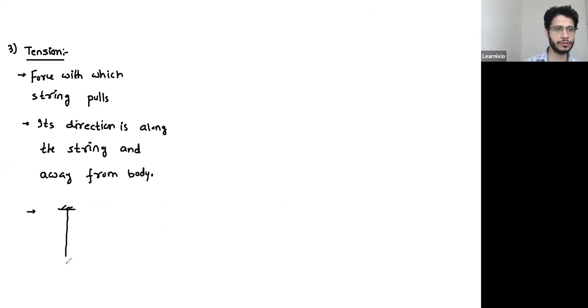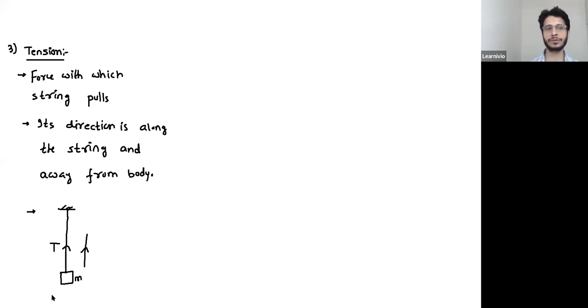So this is the string and this is mass m. If I'm taking this mass upwards, then the string will apply a force on the mass in the upwards direction, and the name of that force is tension. It's acting in the upwards direction. So tension always acts along the string and away from the body.